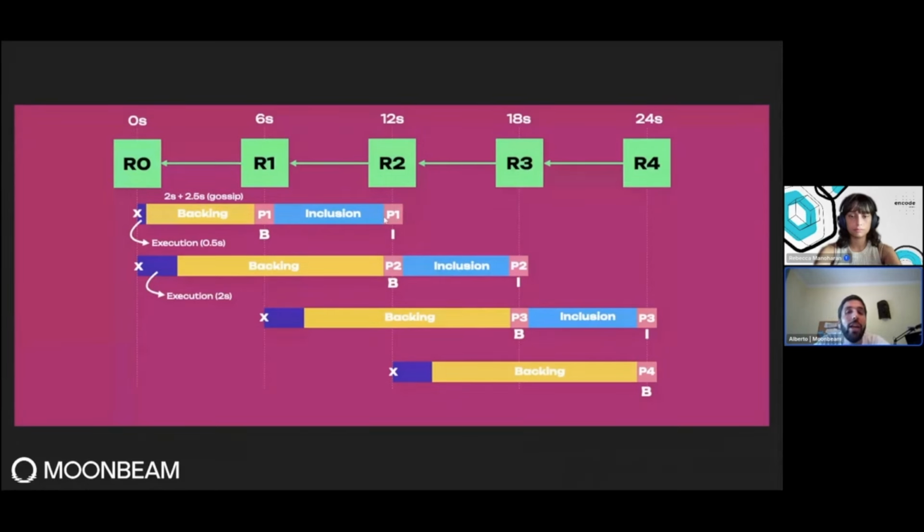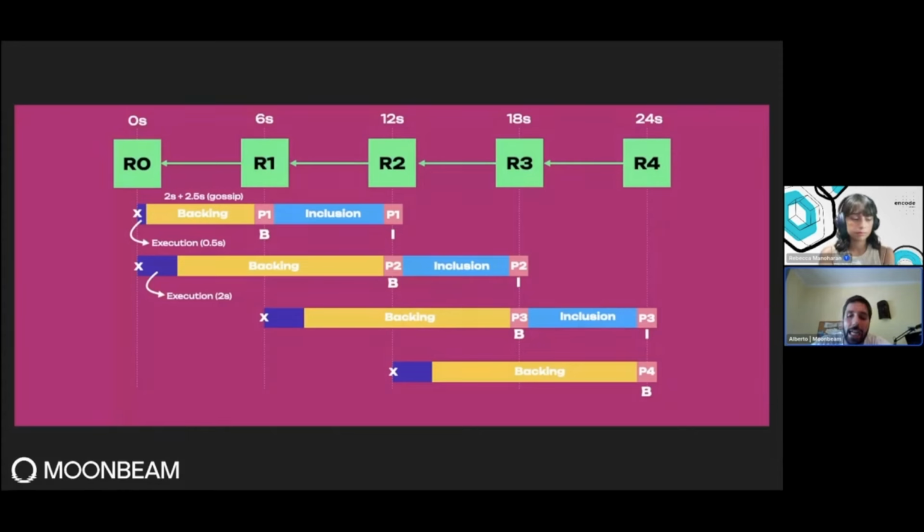You don't need to wait for the previous block to be included. And so this allows you to run processes in parallel, right? For example, multiple backing and inclusion processes for different blocks. That's what's really important, right? For the same parachain block, it cannot happen synchronously, so it has to happen in different relay chain blocks. But for multiple parachain blocks, it can happen asynchronously, which is extremely, extremely interesting.